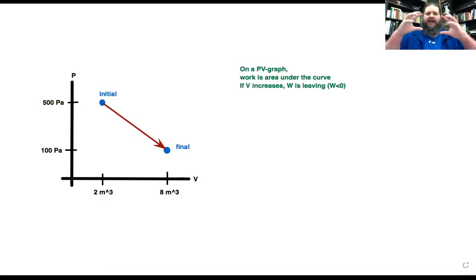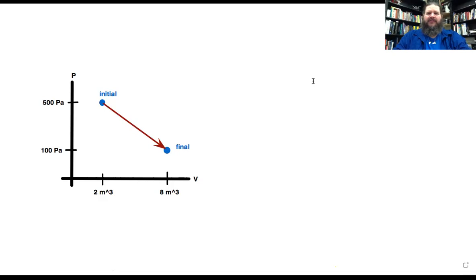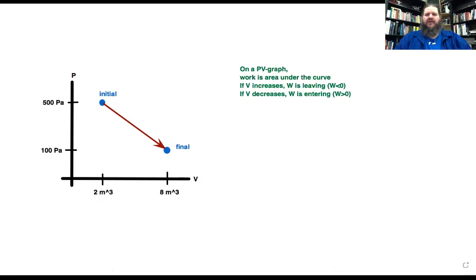If the volume is decreasing, then work is entering the gas because you have to do work to squeeze the gas into a smaller space, and we describe that as positive work. Generally, the sign of work is about whether the work is acting to increase or decrease the energy of the gas. Work entering the gas is positive, work leaving the gas is negative. The same is true for heat. Heat added to the gas is positive, and heat removed from the gas is negative.